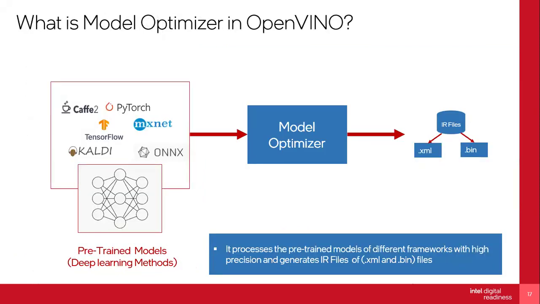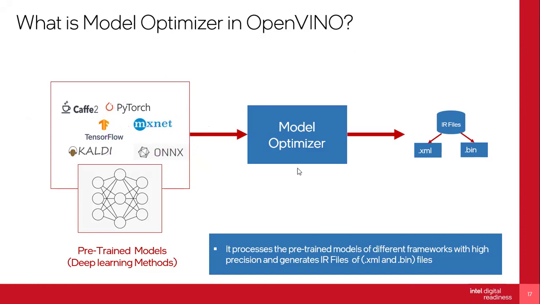So what is model optimization in OpenVINO? Here you can see Caffe, PyTorch, TensorFlow, MXNet, Kaldi, ONNX. These are the pre-trained models, the deep learning frameworks. Using any of these, we can do this optimization.